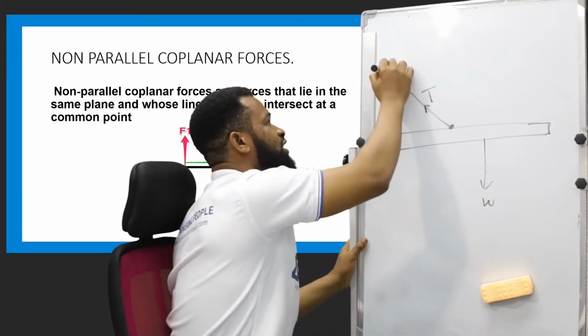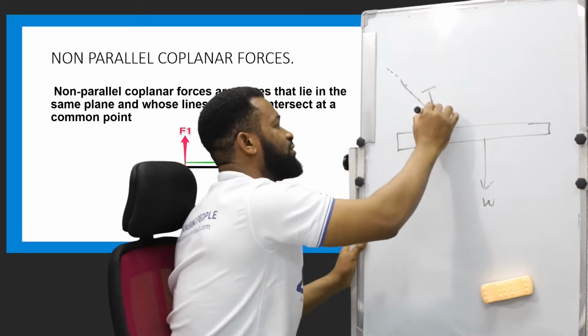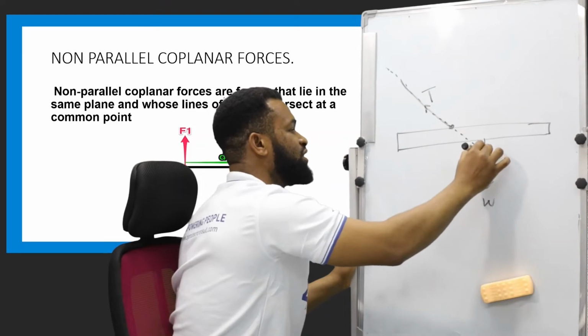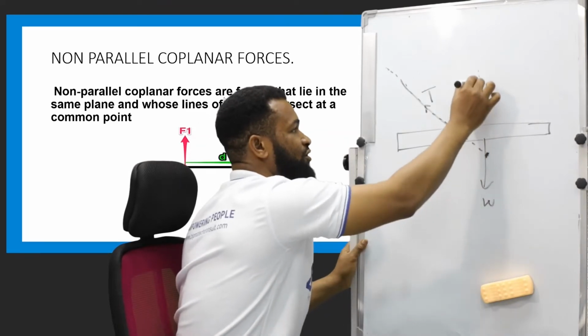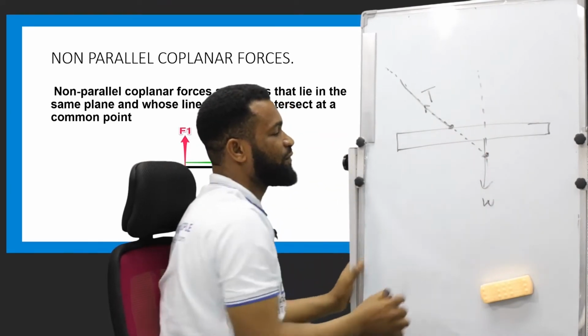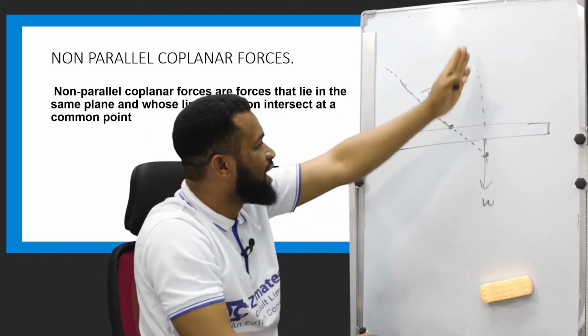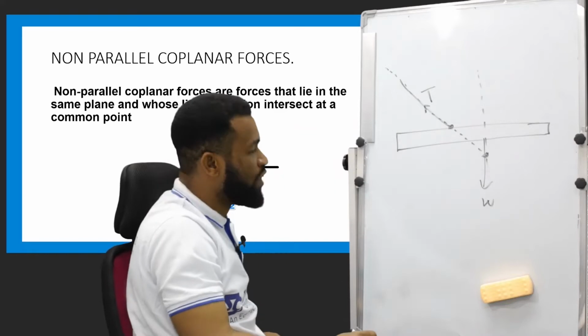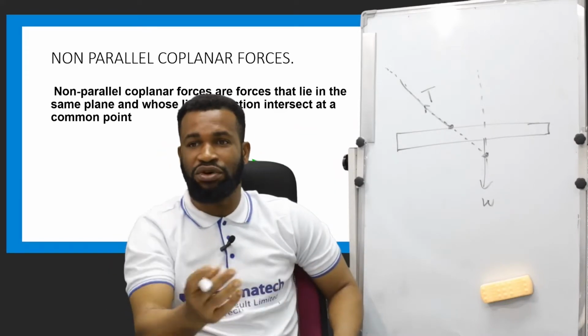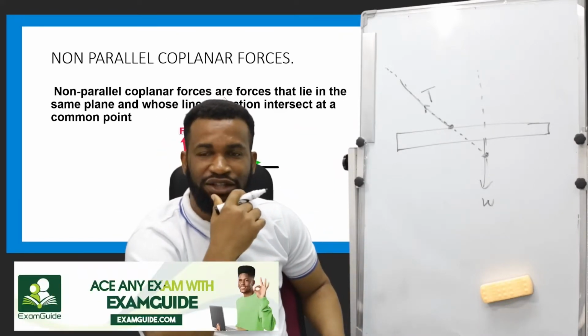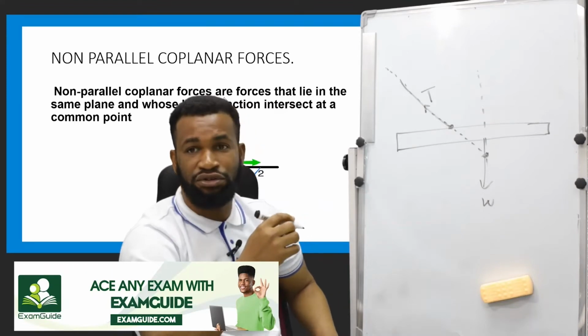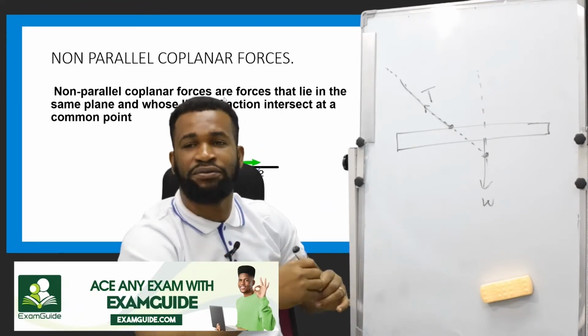If you check very well, the line of action of this tensional force, the rope, meets the point of action of this weight. So there is a point of intersection between the tensional force, that is the rope, and the weight of the meter rule. So when their lines of action intersect, we say we have non-parallel coplanar forces.